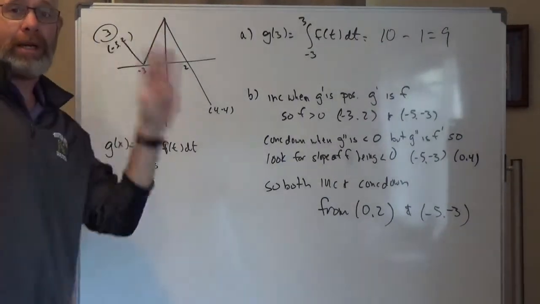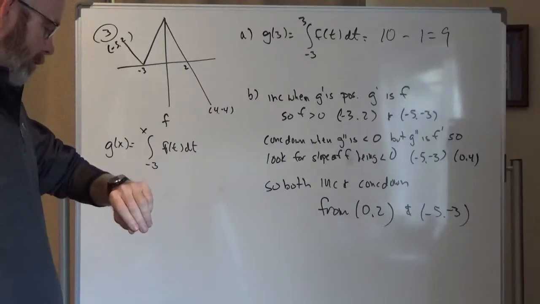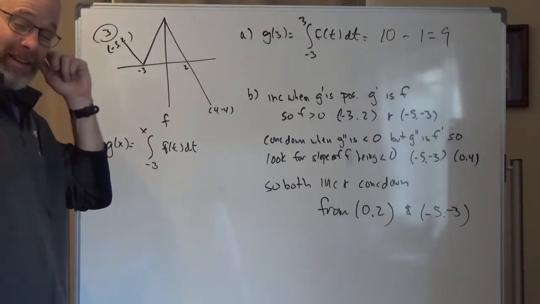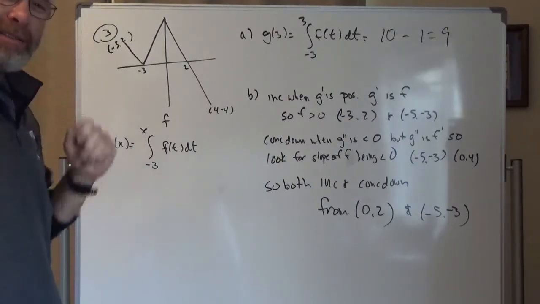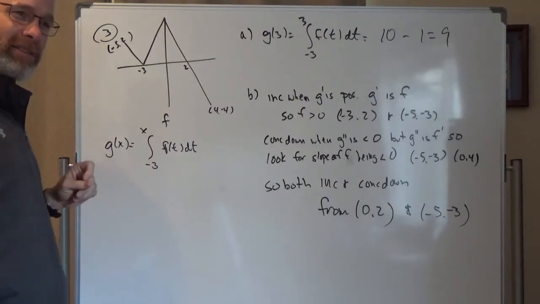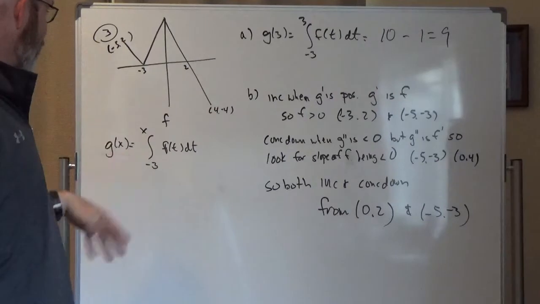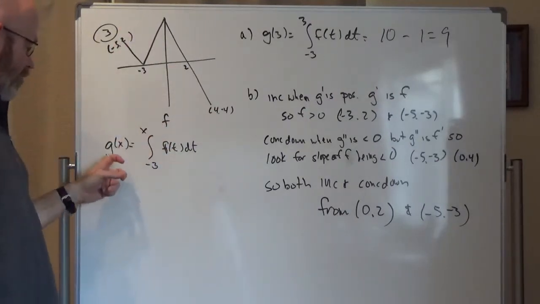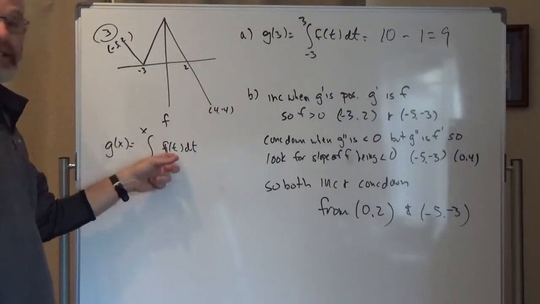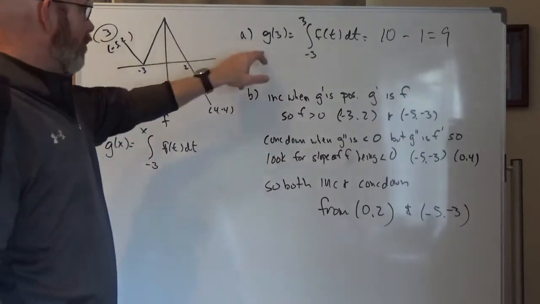Problem number 3 on 27A. I think I might have said 20A on the last one. Anyway, done a lot of these now, little picture ones with integrals. So we have this picture of f, and g is defined to be the integral from -3 to x of f of t. First question is find g of 3.